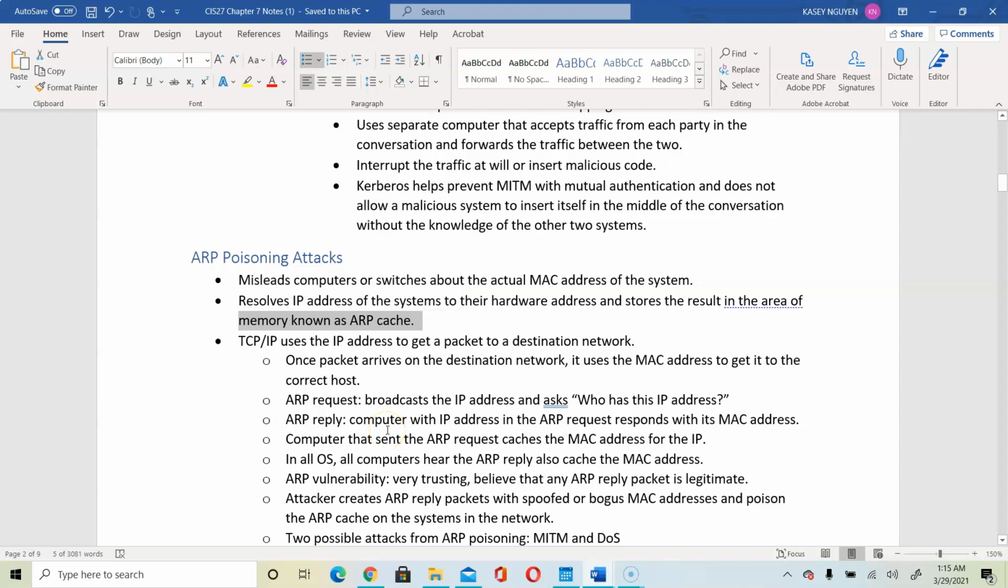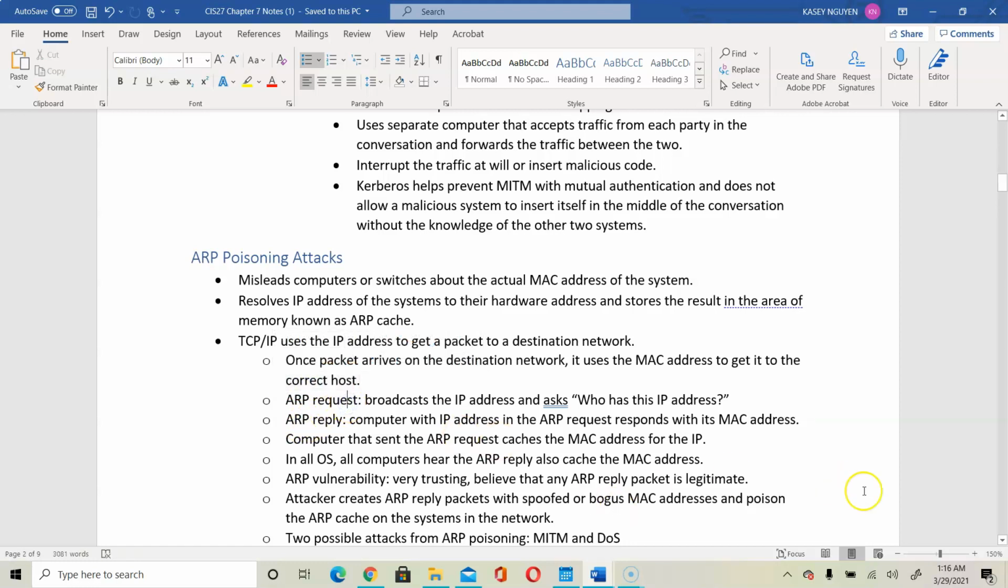So TCP/IP uses the IP address to get the packet to the destination network. For the routing portion, we rely on the IP. And once the packet gets into the network, the MAC address is where we pinpoint the system in that part of the network. So then we would require ARP. Once the packet arrives at the network destination, it uses the MAC address to find the correct system.